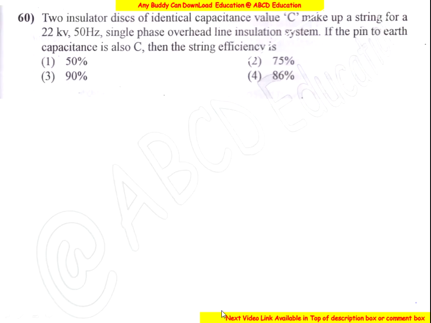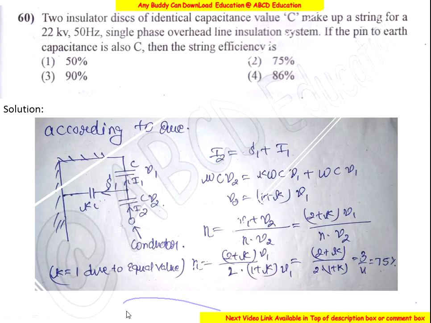Now come to question number 16. Two insulator discs of identical capacitance value C make up a string of a 22 kV 50 Hz single phase overhead line insulation system. If the pin to earth capacitance is also C, then the string efficiency is. Now come to the solution.